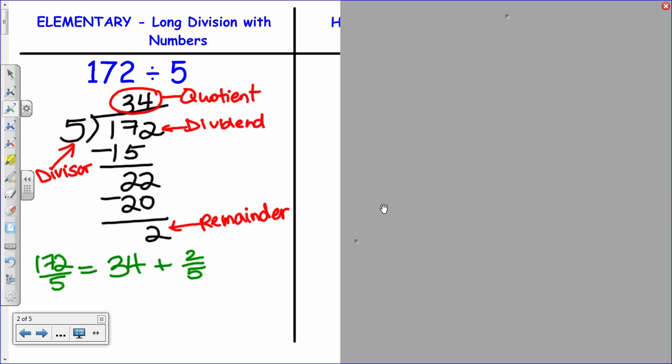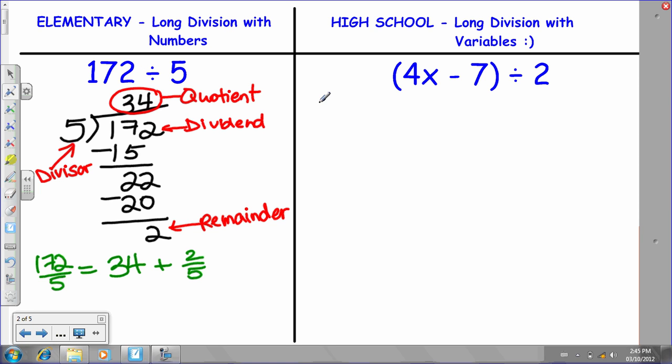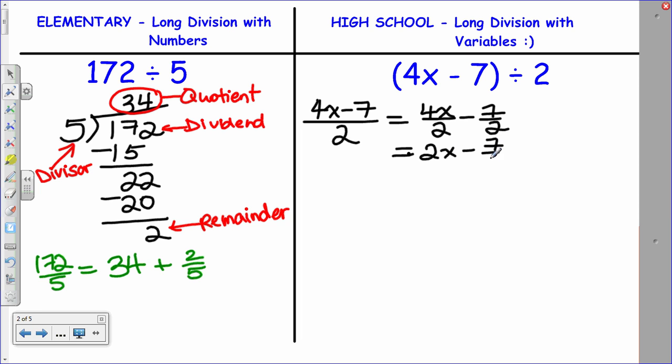All right, so now if we wanted to approach this using variables, what you see more likely in high school, now this question here, 4x minus 7 divided by 2, most of you would probably just look at this question and say, okay, well, I know how to do that. It's just 4x minus 7 divided by 2. You'd probably write it like this, and then just use the property of dividing monomials from grade 9 and simplify this to 2x minus, and then 7 over 2.